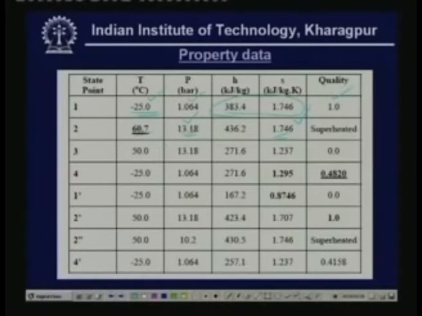So, find the rest of the properties. Similarly, point 3 is the exit of the condenser. We know the temperature and we know the quality. So, find the pressure, find the enthalpy, and find the entropy.